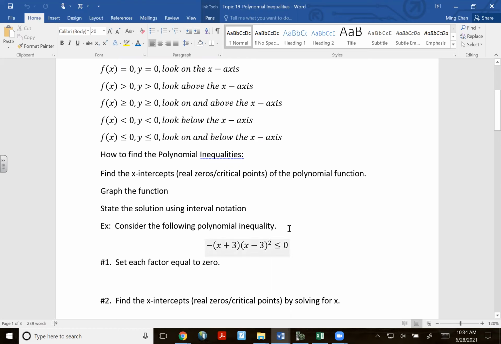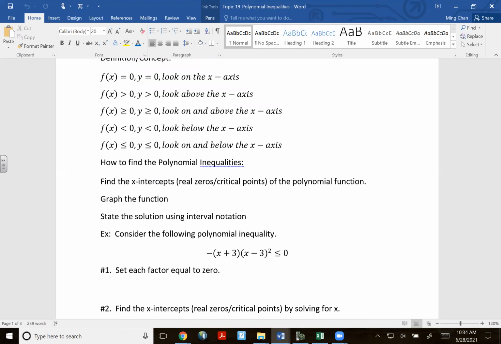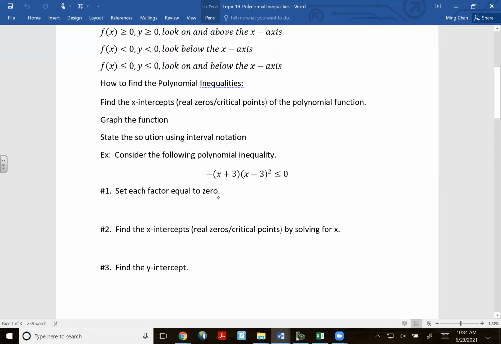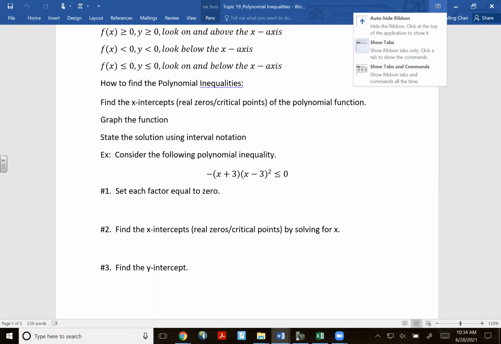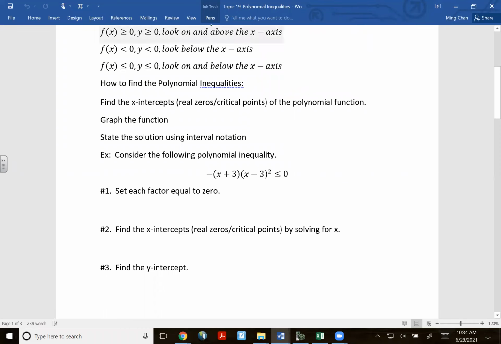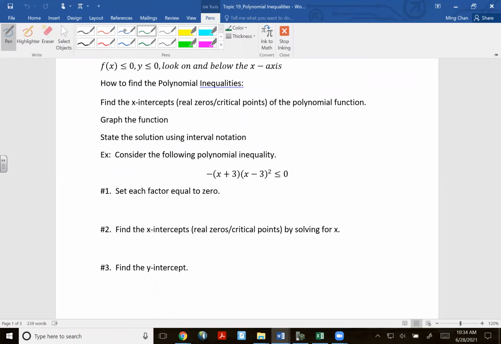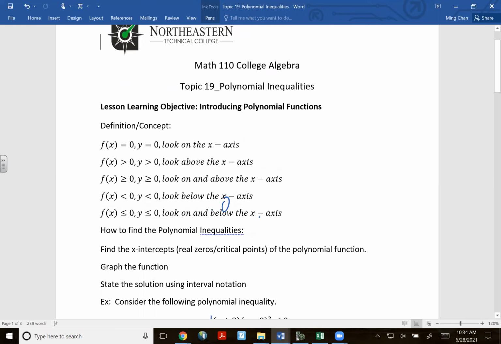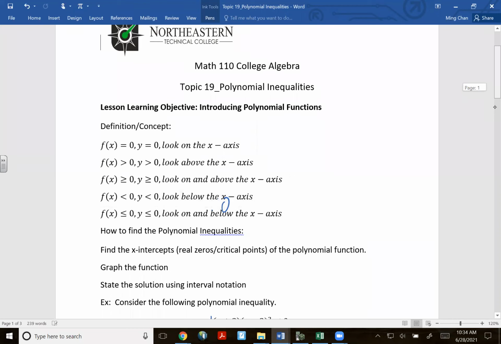So, real easy, let me show you what to do here. This is already factored. In this example, all I have to do is set each factor equal to zero. I know there's a -1 in the front, but this -1 does not contain any variables, so I don't have to set that equal to zero. So I set x plus 3 equal to zero, and I set x minus 3 equal to zero.